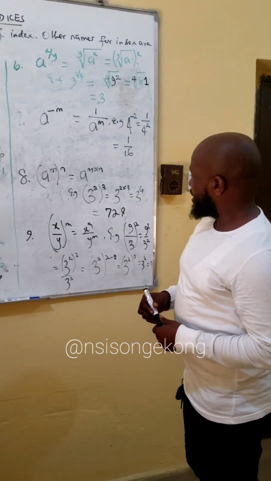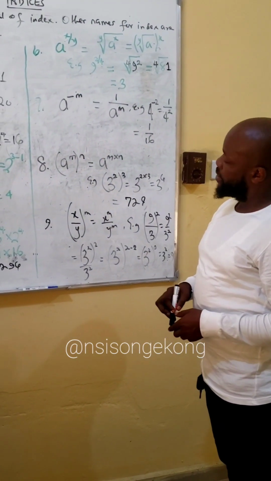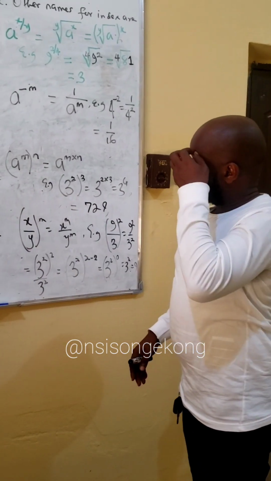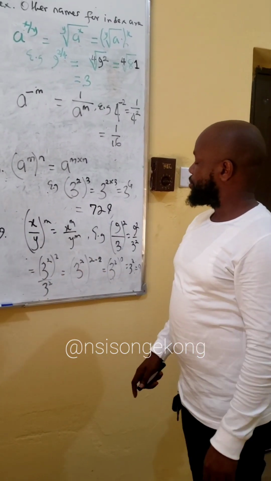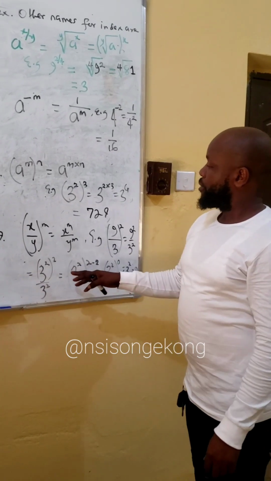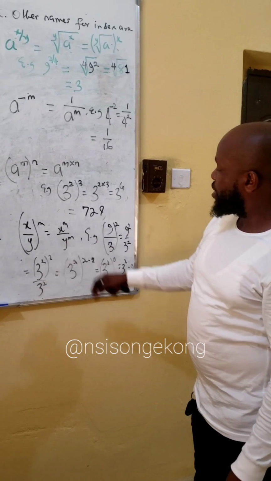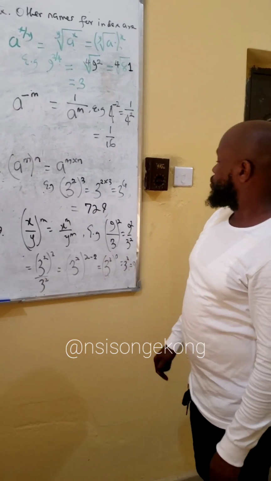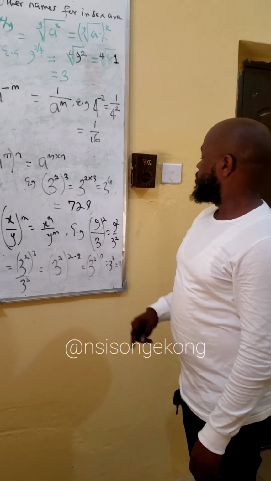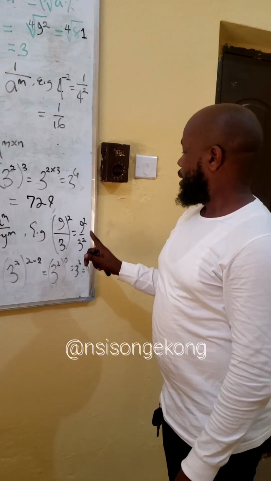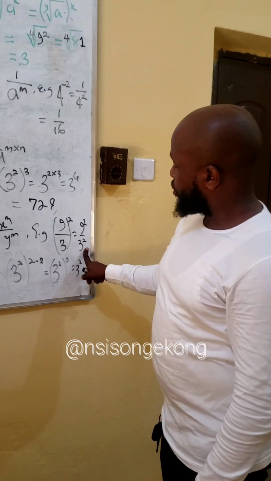The last law here says that we have a fraction x over y being raised to a certain power n. It resolves to the numerator to the power of n divided by the denominator to the power of n. We have an example here to illustrate that. We have 9 over 3 being raised to the power of 2, which is the same thing as 9 to the power of 2, divided by 3 to the power of 2.